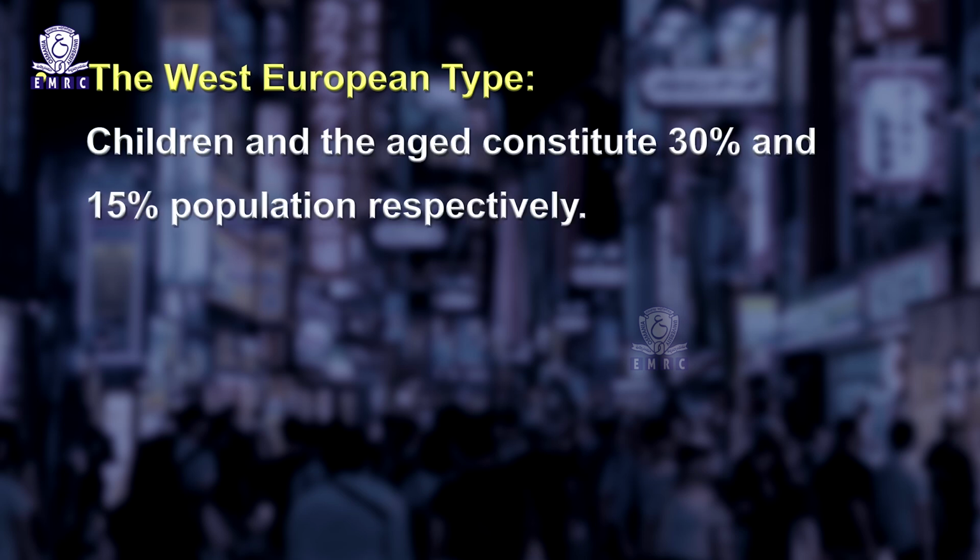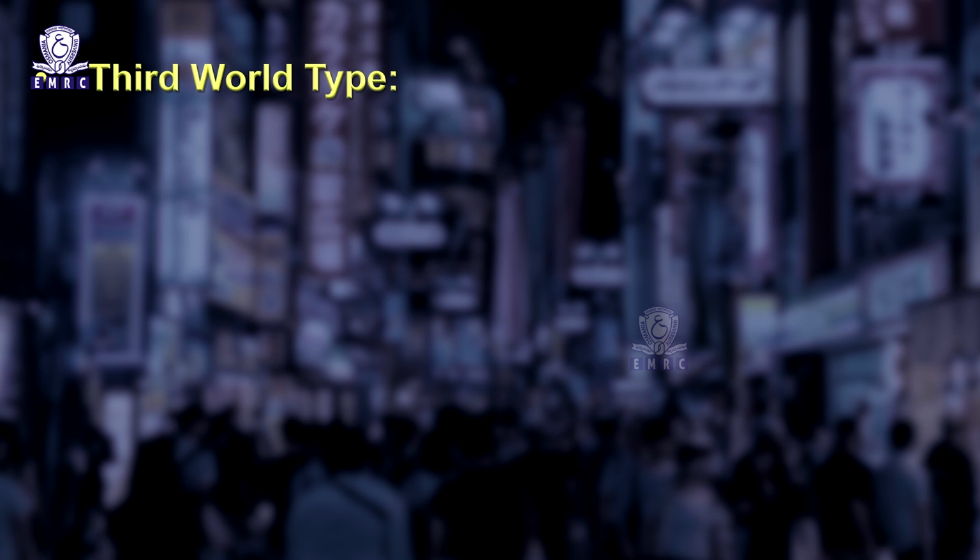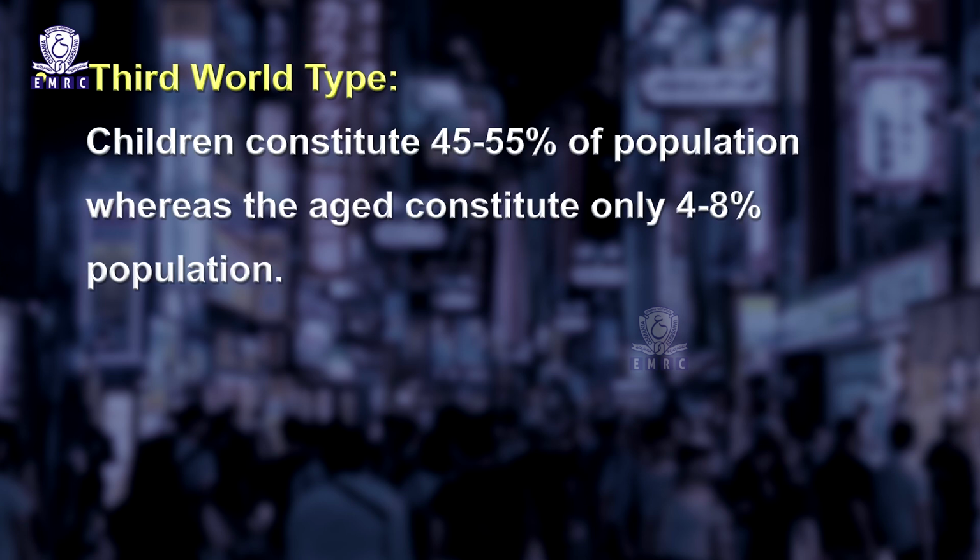On the basis of the variation, three types of age structures have been identified. First, the West European type, where the children and the aged constitute 30% and 15% of the population respectively. The second, the US type, where the proportion of children and the aged in the population are 35 to 45% and 10% respectively. The third, the third world type, where children constitute 45 to 55% of the population, whereas the aged constitute only 4 to 8% of the population.